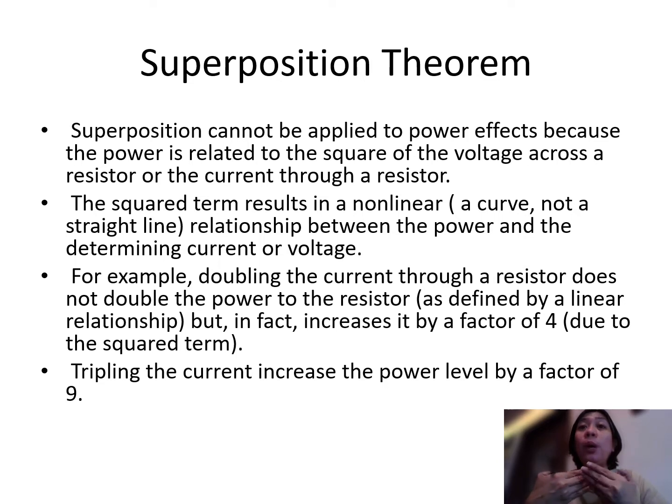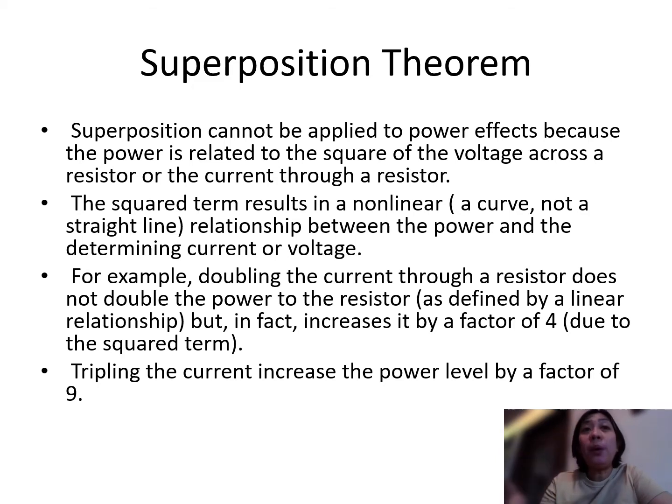We are going to use the superposition theorem only if the relationship between the variables is linear. So what do we mean by linear? Just like current and voltage, using Ohm's law, their relationship is linear. The squared term results in a nonlinear relationship. When we say nonlinear, it is a curve and not a straight line, so there is a nonlinear relationship between the power and the determining current or voltage.